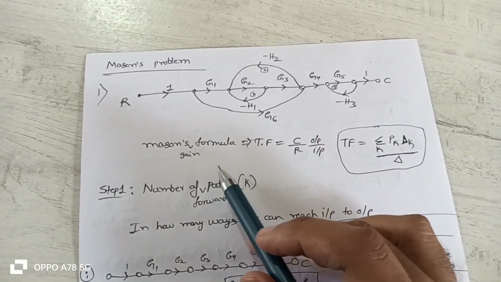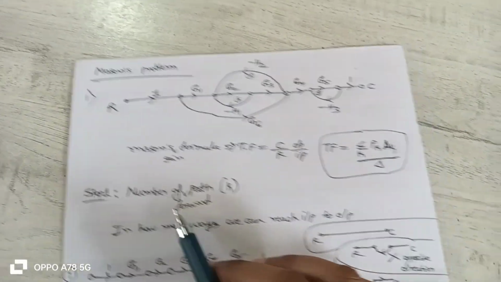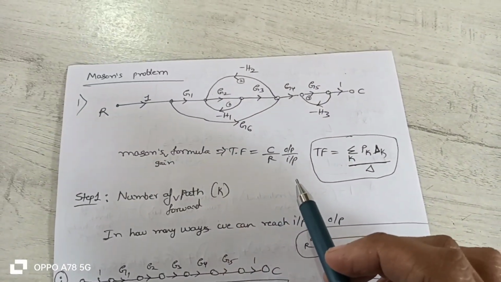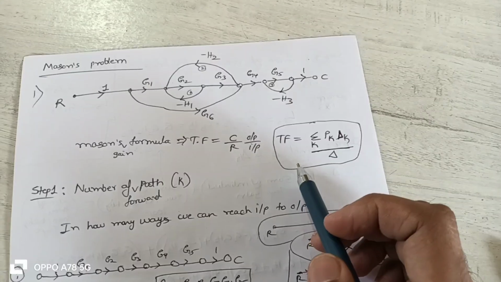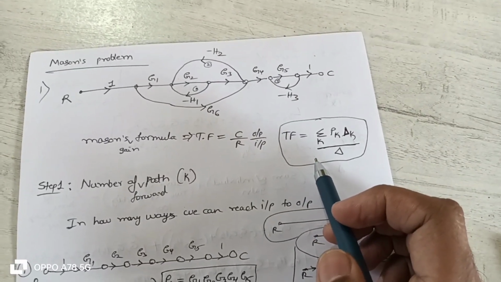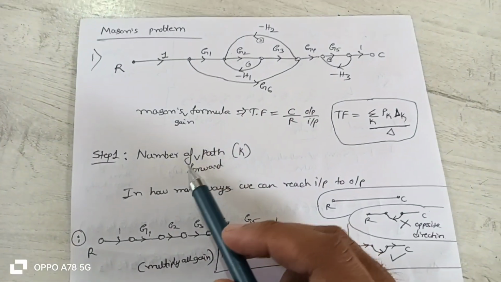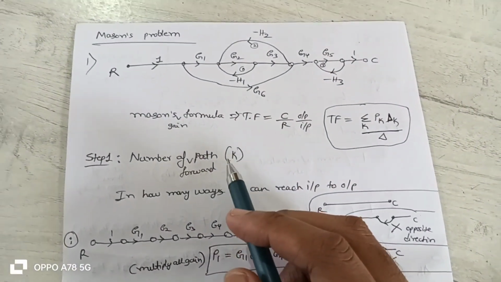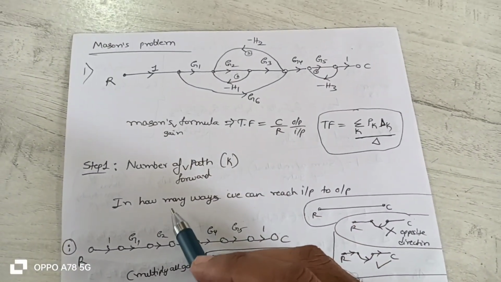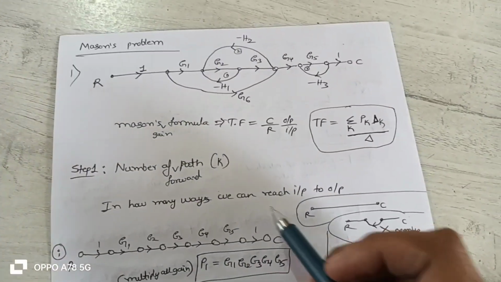As we know, the transfer function is nothing but output by input. It is given by Mason's gain formula, which is the summation of Pk into delta k, divided by delta. Step 1 is the number of forward paths, denoted by k. It tells in how many ways we can reach from input to output.